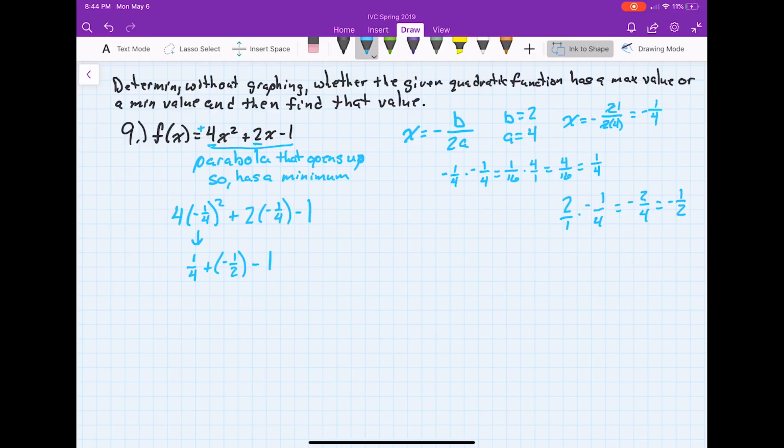Now we need common denominators between all of this stuff, and it looks like it's going to be 4. So I'll do 1/4 minus, because a plus minus is really a minus, 2 over 4, minus another 4 over 4, which would be 1. So 1 minus 2 is negative 1, minus another 4. That is going to be negative 5 over 4. So that is the end of that problem. It's pretty simple. Let's rewrite this: the minimum is negative 5 over 4. So there we go.